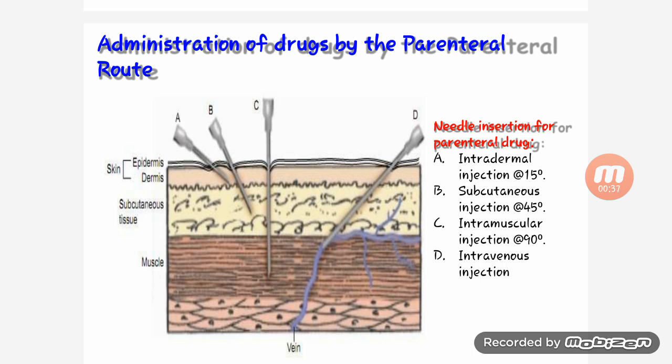Okay. Next is a subcutaneous injection, which is B. It is at 45 degrees, injected in the subcutaneous tissue. Then intramuscular, you can see it is at 90 degrees, directly into the muscles. Then intravenous injection is into the veins which are attached to the muscles. You can see that.